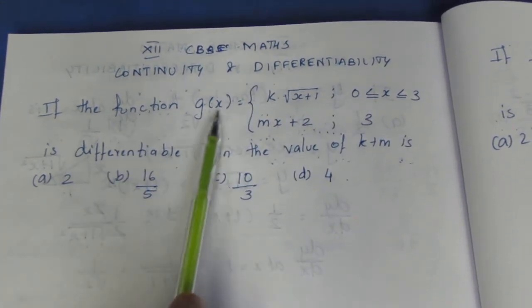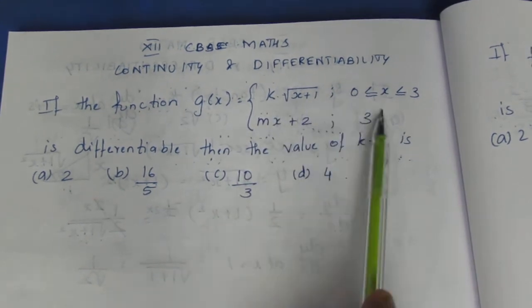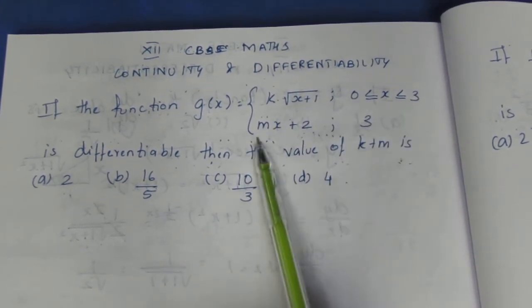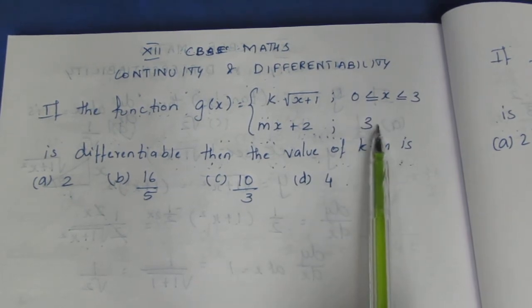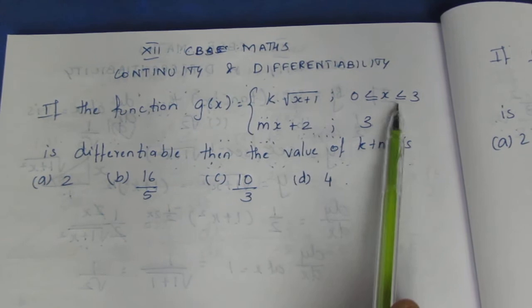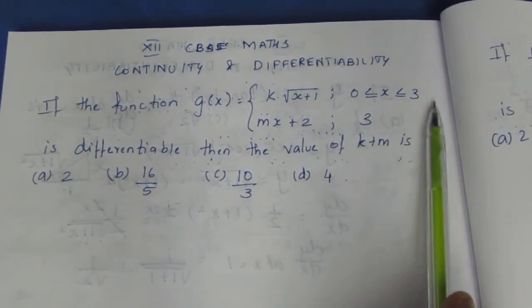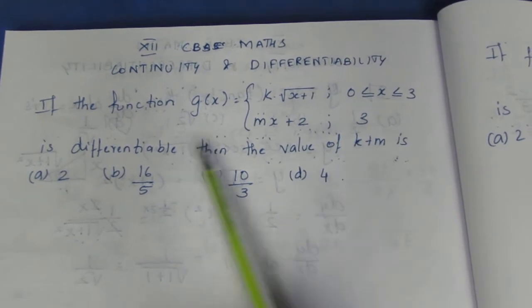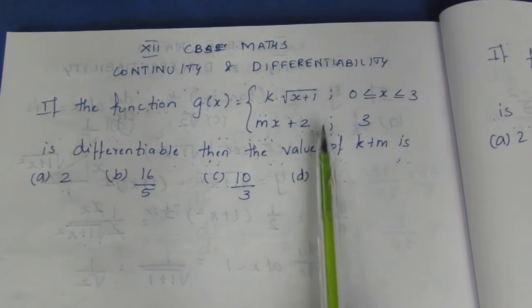If the function g of x is given as k root x plus 1, for x belongs to (0, 3), and mx plus 2 for x at 3. Now if you see this, the common number is 3, so it is differentiable with respect to 3. It is differentiable, then the value of k plus m is what?